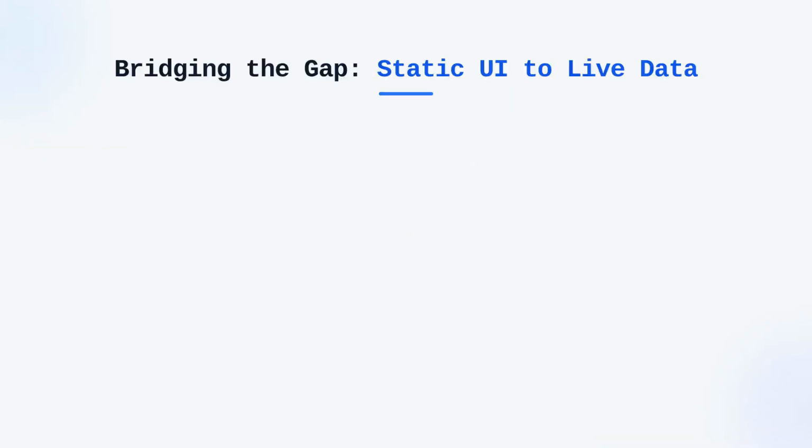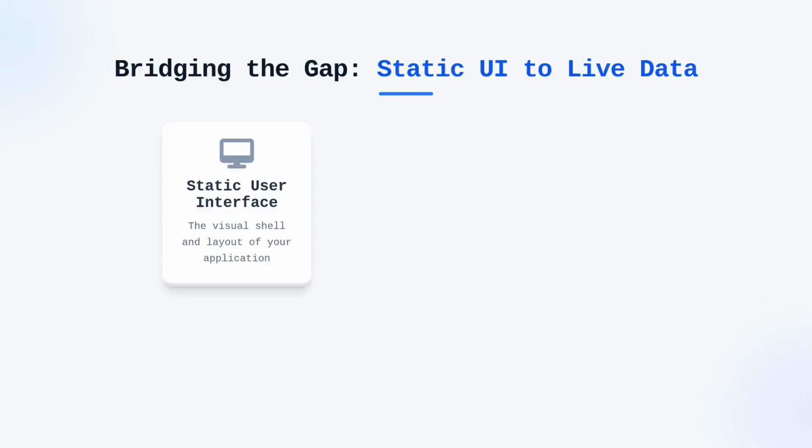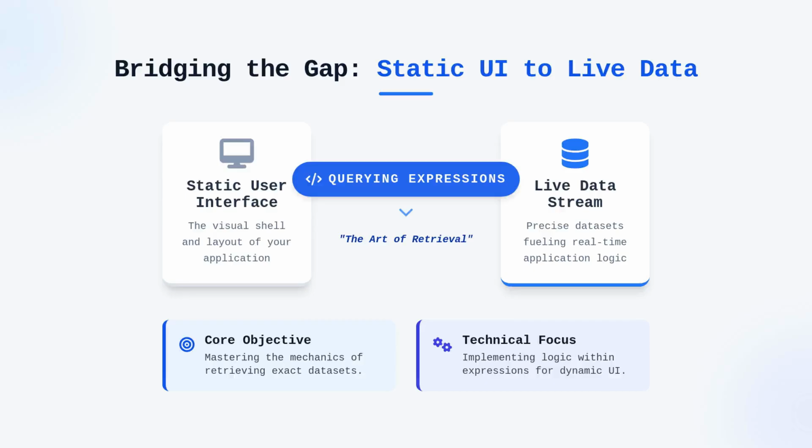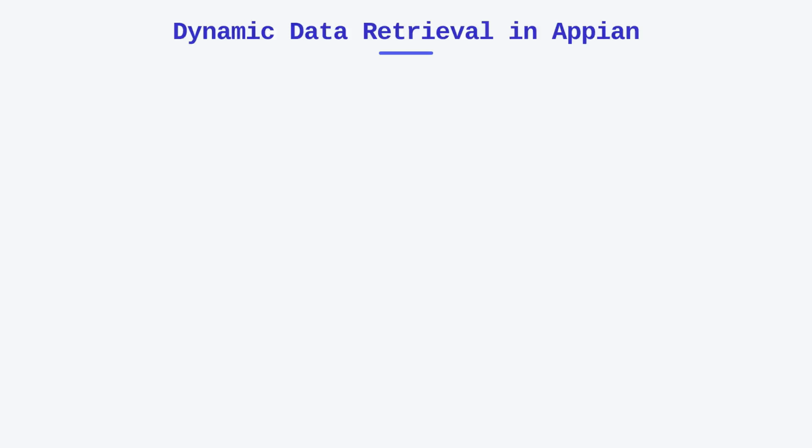Hello. Let's discuss how we bridge the gap between static user interfaces and live data by mastering the art of querying within expressions. This chapter focuses on the mechanics of retrieving precise datasets to fuel your application logic. In Appian, expressions are not merely for static calculations or string manipulation, they are the primary mechanism for dynamic data retrieval within the SAIL framework.